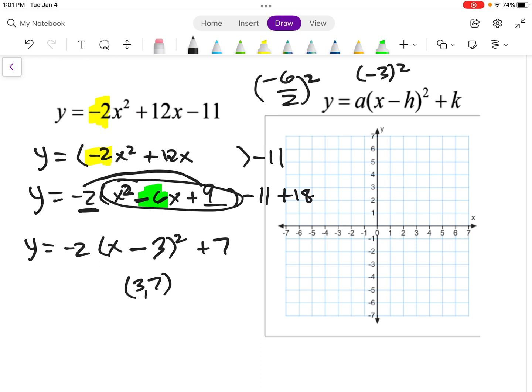Hey, if I were going to graph this, it's opening down, right? That negative 2 is opening down, which means that there's a little bit of a stretch too. So we'd have to take those into account when we graph this.